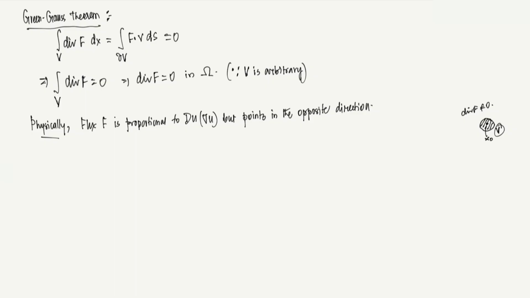And the flow will be from the region which is at a higher concentration to the region where it has a lower concentration. So from higher to lower, the flow changes, right? Since the flow is from higher concentration to lower concentration, F will be proportional to the gradient of u, but it will point in the opposite direction because of this change from higher to lower. So F will be proportional to gradient u. I can write it as some constant c times gradient of u, and this C is positive. I hope this is clear.